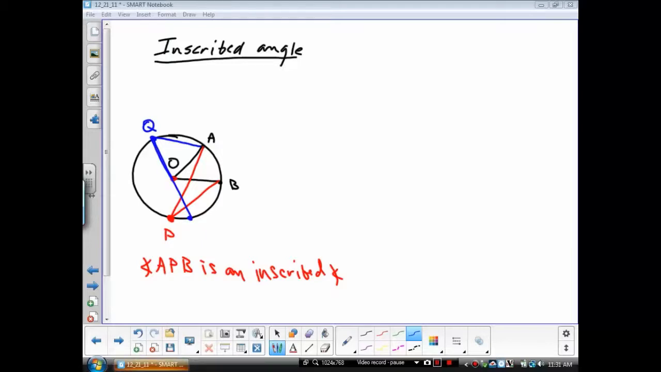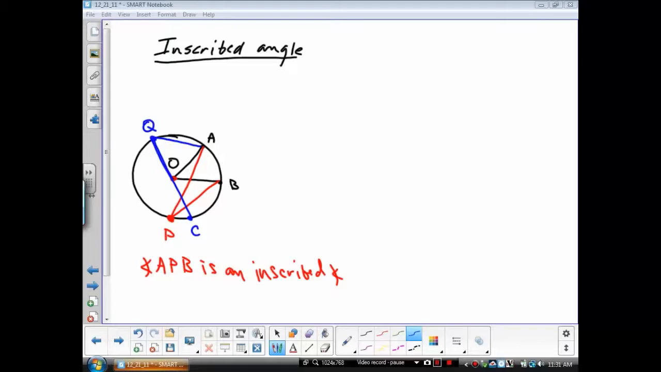Now is this angle, AQC, an inscribed angle? Yes, it is. It doesn't matter if one of its chords goes through the center, as long as this diameter is a chord, by the way. As long as it's formed by two segments that are chords of the circle, and its vertex is on the circle, then it is an inscribed angle.